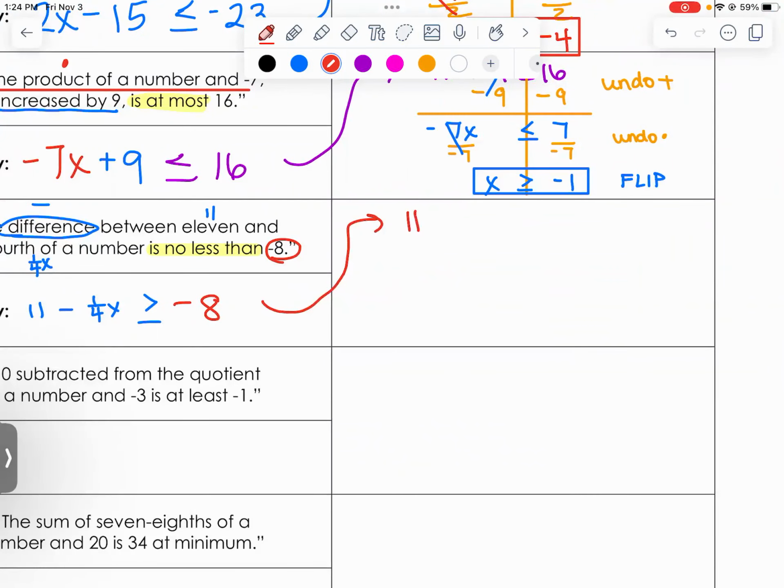All right, so we have 11 minus 1/4 x is greater than or equal to negative 8. Go ahead and rewrite it. We're going to solve it. This one's very interesting.